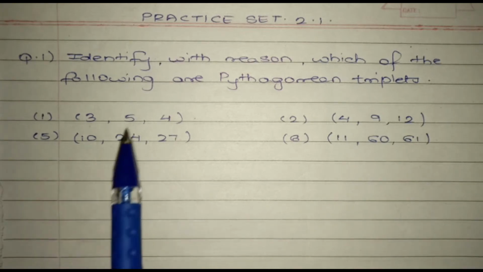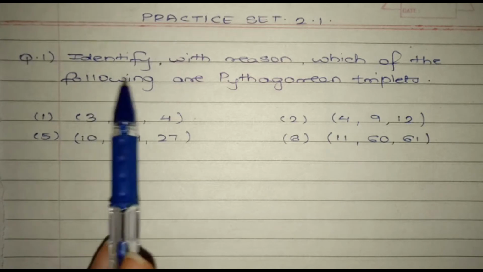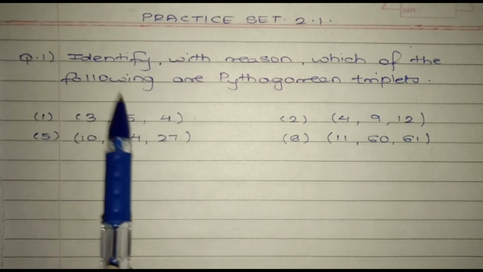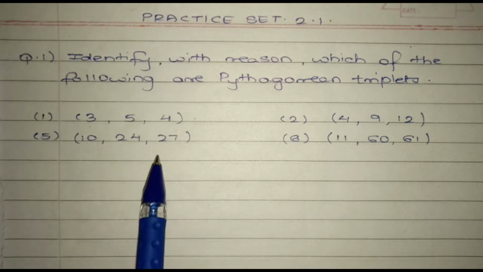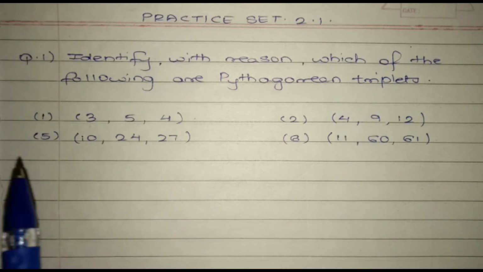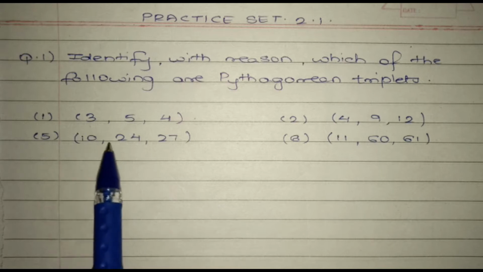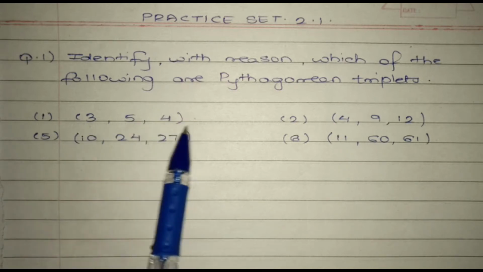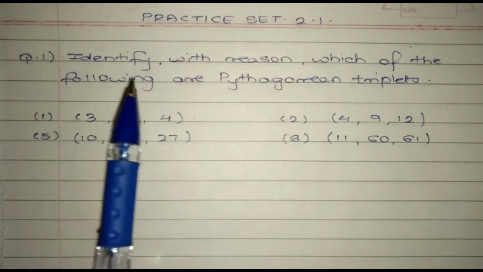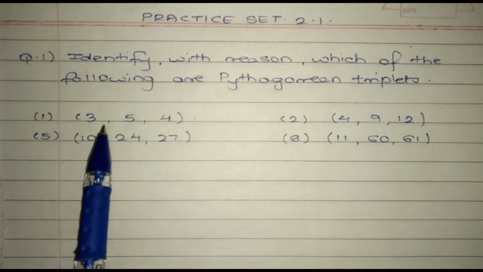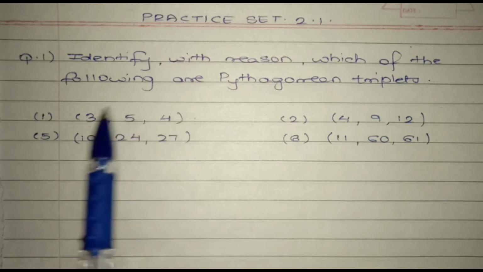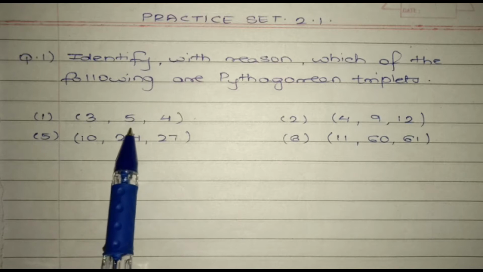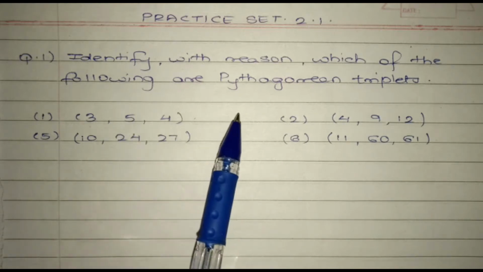Now let us start with the first question. Identify with reason which of the following are Pythagorean triplets. We have learned in the last video how to find out Pythagorean triplets. First we have to look for the largest number in the set. Then we have to square it, and we have to check whether the sum of the squares of the other two numbers is equal to the square of the largest number. If it is, then it is a Pythagorean triplet.